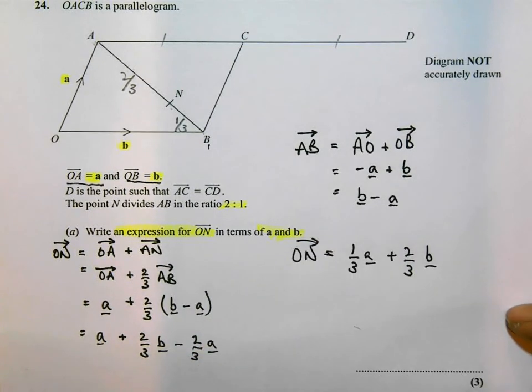This is pretty straightforward. If you know your stuff, you can do it, and you should be able to get all of the 3 marks allocated for this part of the question. Going on to part B.